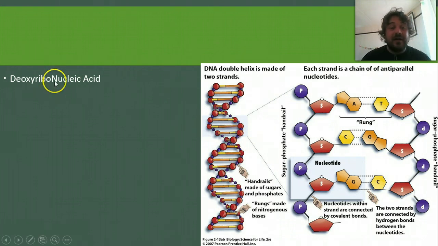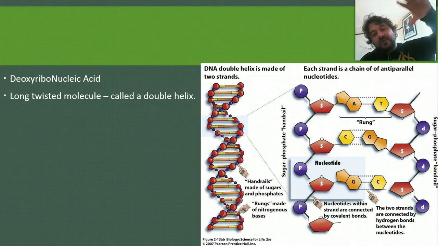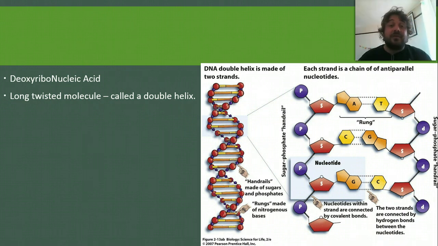Now, I have put a capital there. You wouldn't normally do that. You can this time. It's just to show you that that's where your D and A comes from. It's a long, twisted molecule. So it's like a long ladder that gets twisted into a shape we call a double helix.